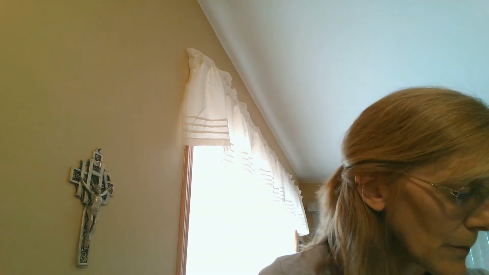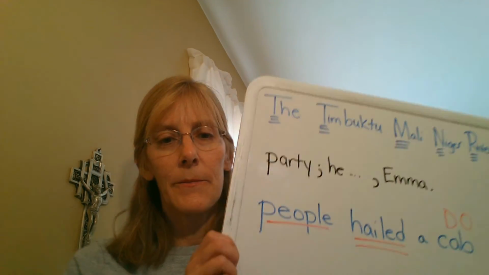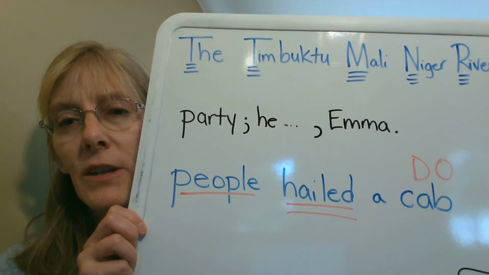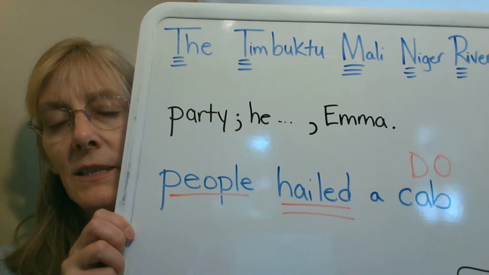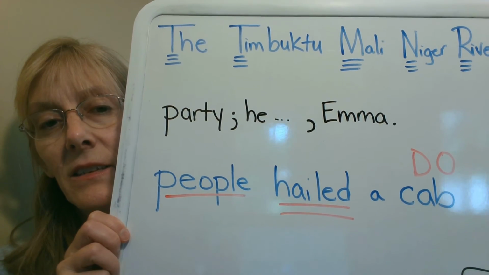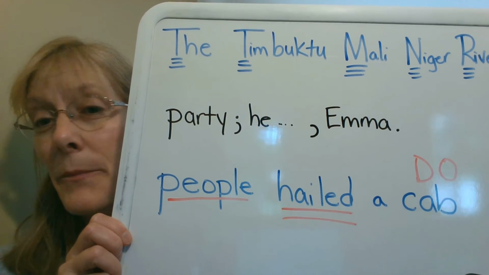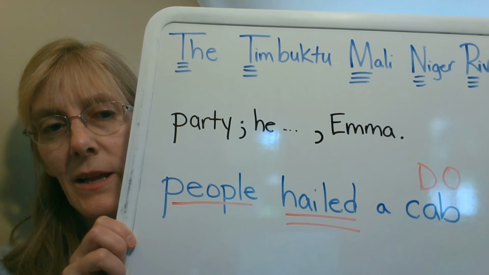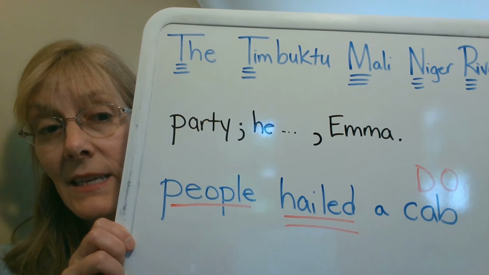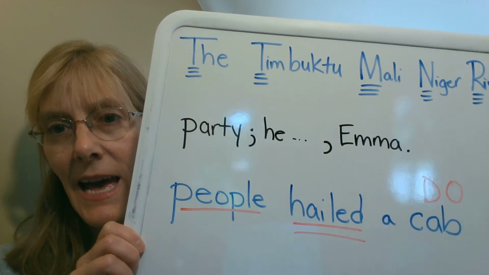Okay? So this is what it should look like. People is underlined once because it's the subject. Hailed is underlined twice because it's the verb. People hailed what? A cab. Cab is the direct object.